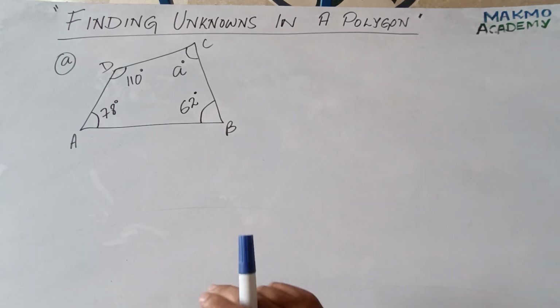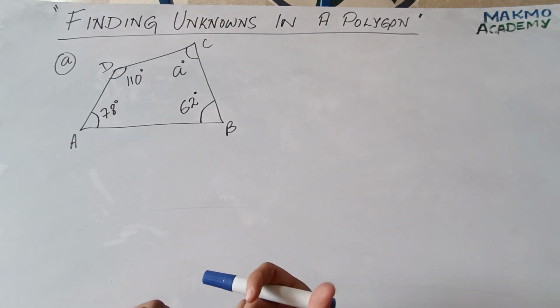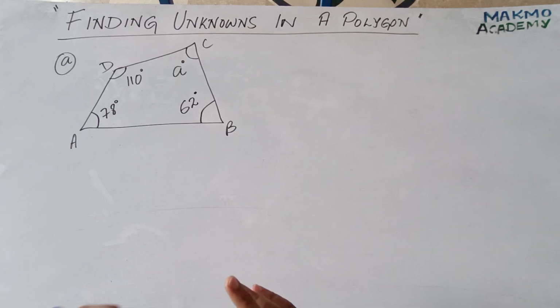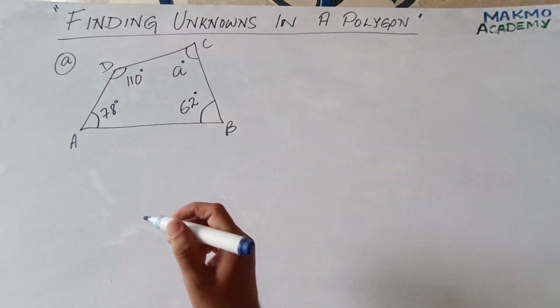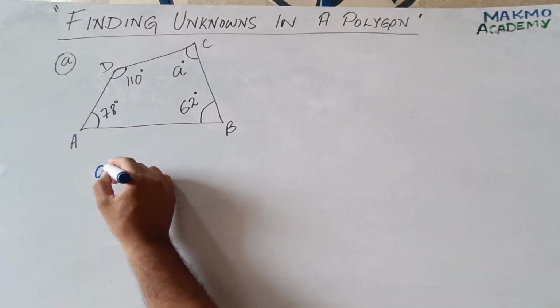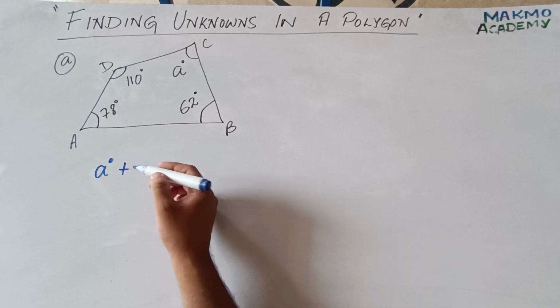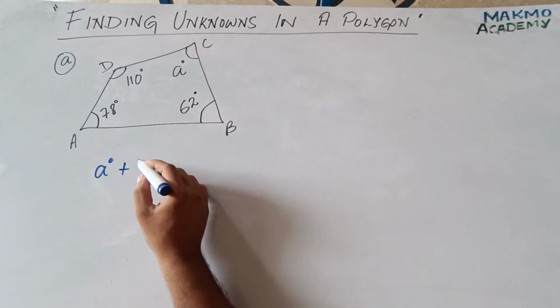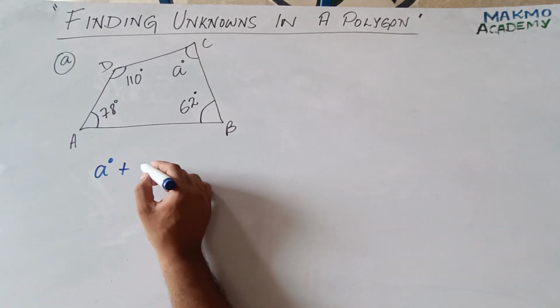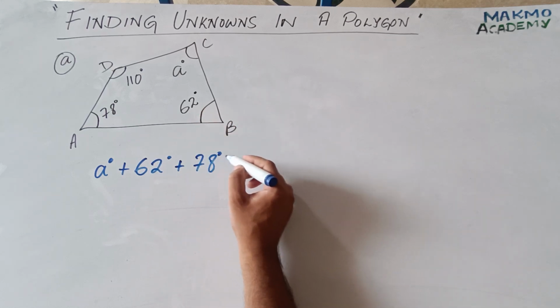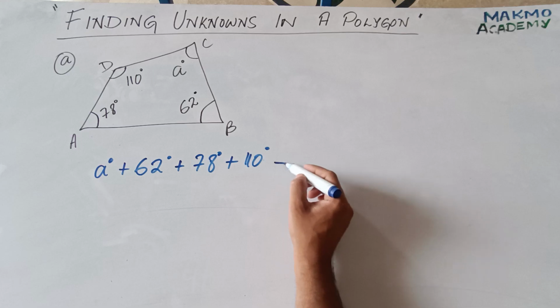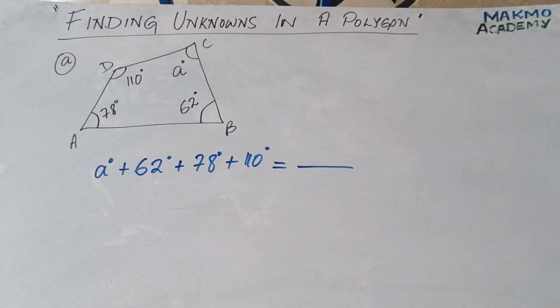So, how to find out the value of unknown in a polygon? We have discussed in the last video how to find out the sum of interior angles of a polygon. So, if this is a four-sided figure, first of all, we must know what the sum of all the interior angles must be equal to. So, what shall I write? Sum of all the angles: a plus 62 plus 78 plus 110. The sum of all the angles of a quadrilateral equals 360.